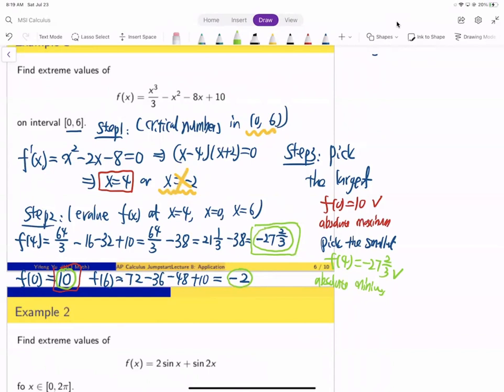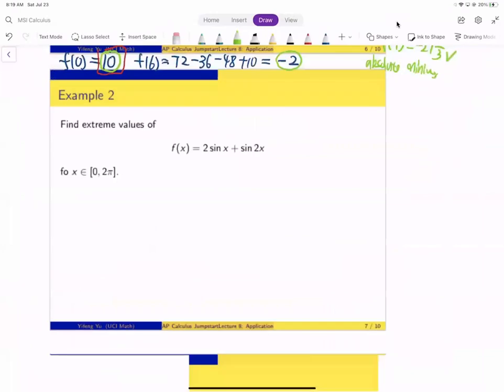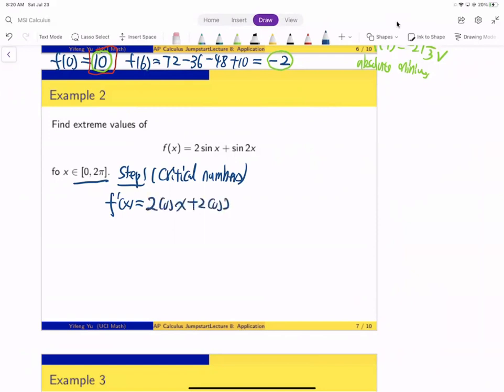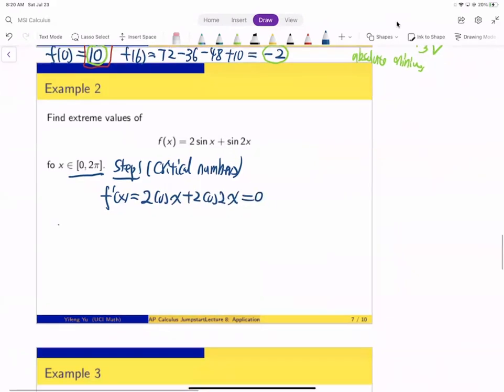All right, now let's look at example 2. Find the extreme values of the function f(x) equals 2 sine x plus sine 2x on the interval 0 to 2 pi. Again, let's just implement the algorithm. Step 1, we find the critical numbers. Then f prime x equals 2 cosine x plus 2 cosine 2x equals 0, and we get a trigonometric equation. So that's cosine x plus cosine 2x equals 0.